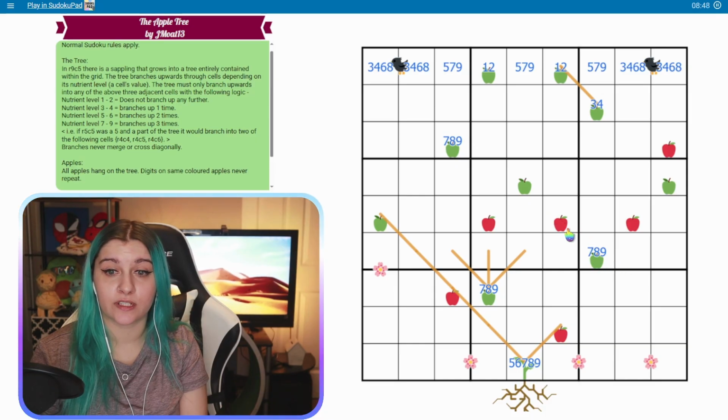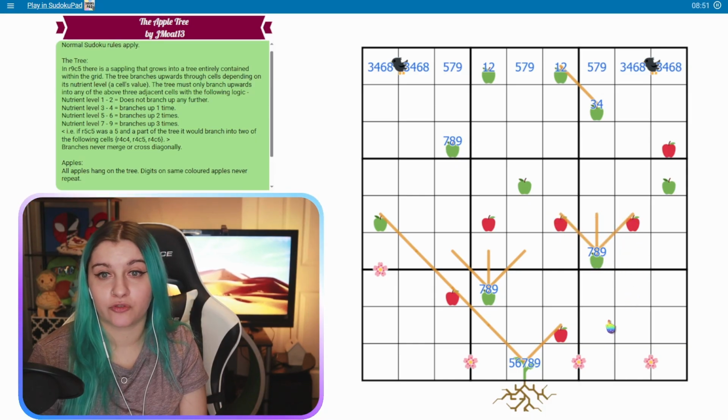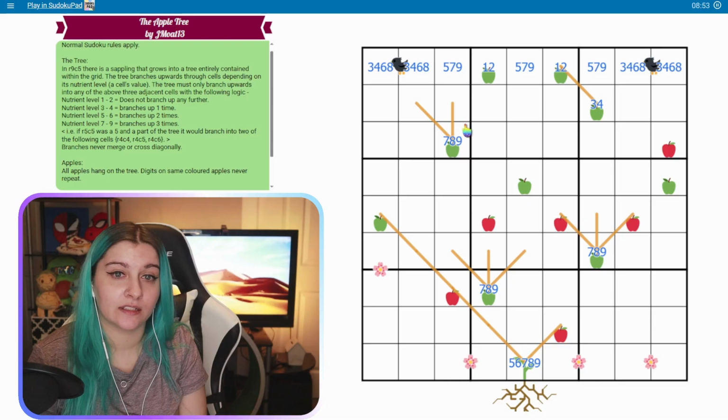I have an orange tree today. An orange tree that grows apples. Have you ever seen it?